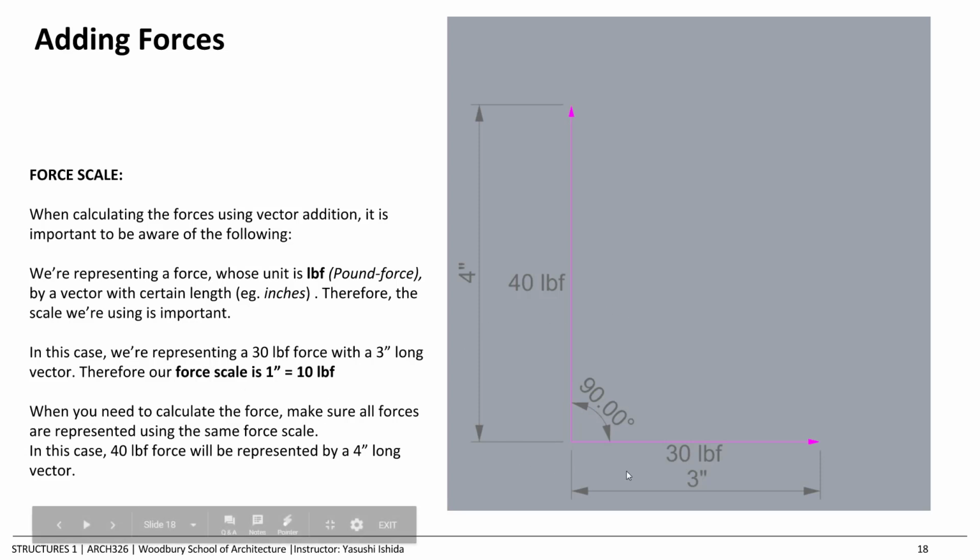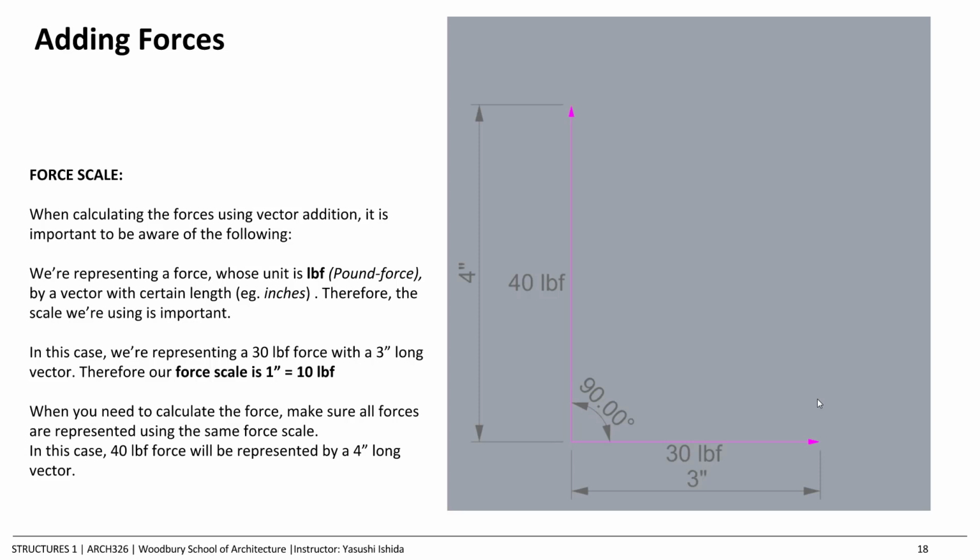Anyway, in this case, as you can see with this dimension string, we're representing a 30-pound force with a 3-inch long arrow. So that means our force scale is 1 inch equals 10-pound force, right? Whenever we do this calculation, we have to show what this force scale is, and it has to be consistent from beginning to end within the same problem. If you're going to solve the next problem, you could use a different scale, but as long as it's in one system, you have to use a consistent force scale.